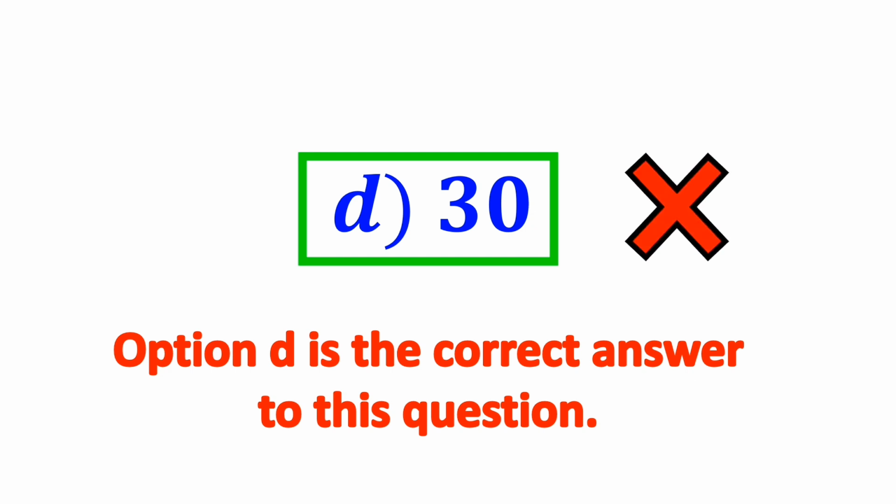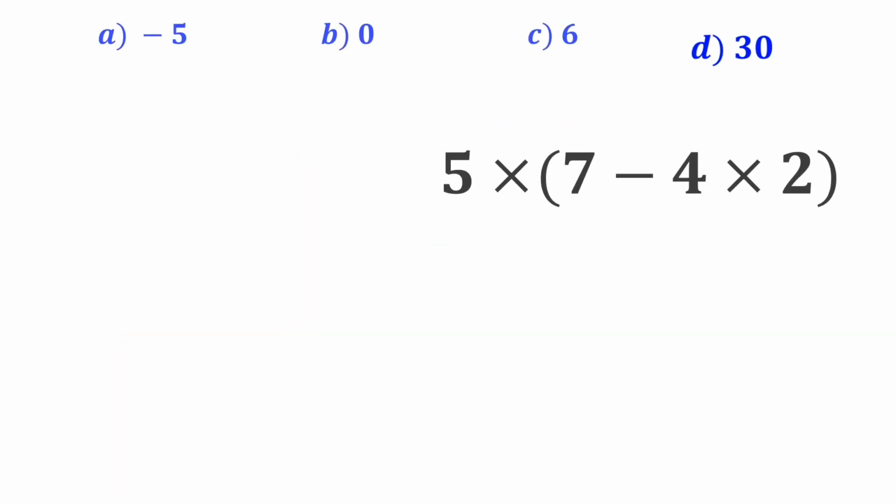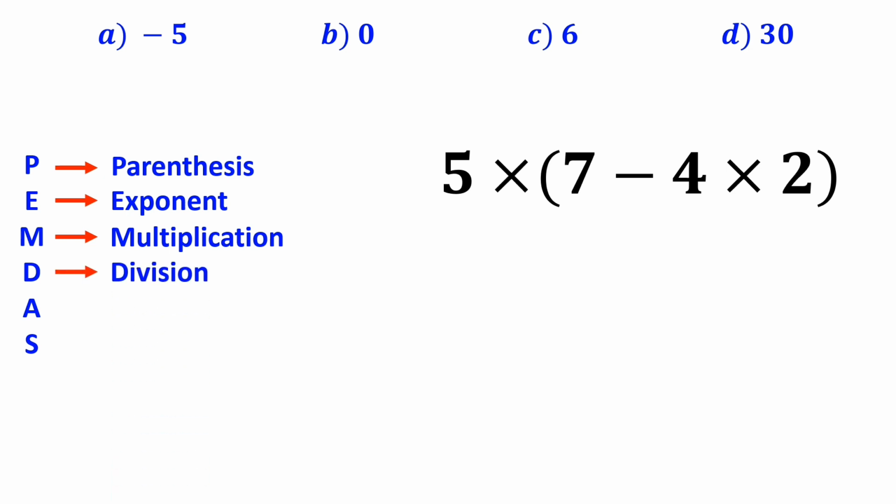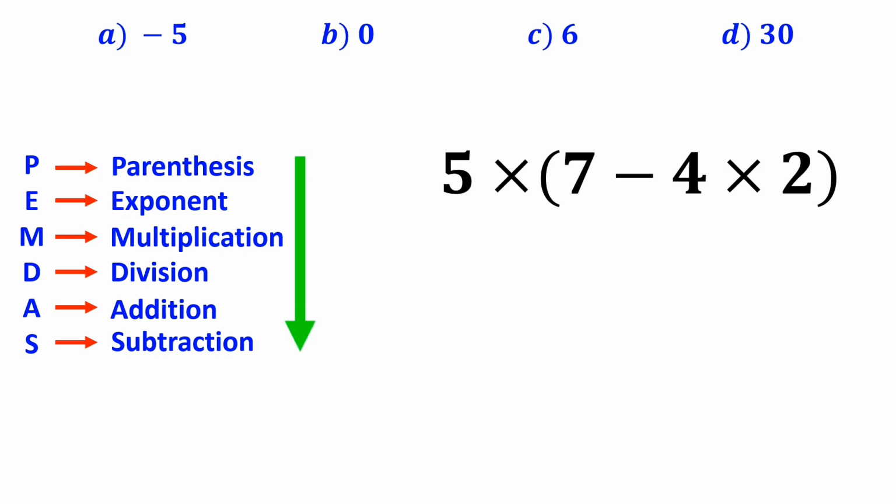But that's definitely wrong. To solve this question, we need to follow the PEMDAS rule. In this rule, P stands for parenthesis, E stands for exponent, M stands for multiplication, D stands for division, A stands for addition, and S stands for subtraction. We have to follow the order of operations I told you, step by step from top to bottom. So, we'll start with the parentheses first.